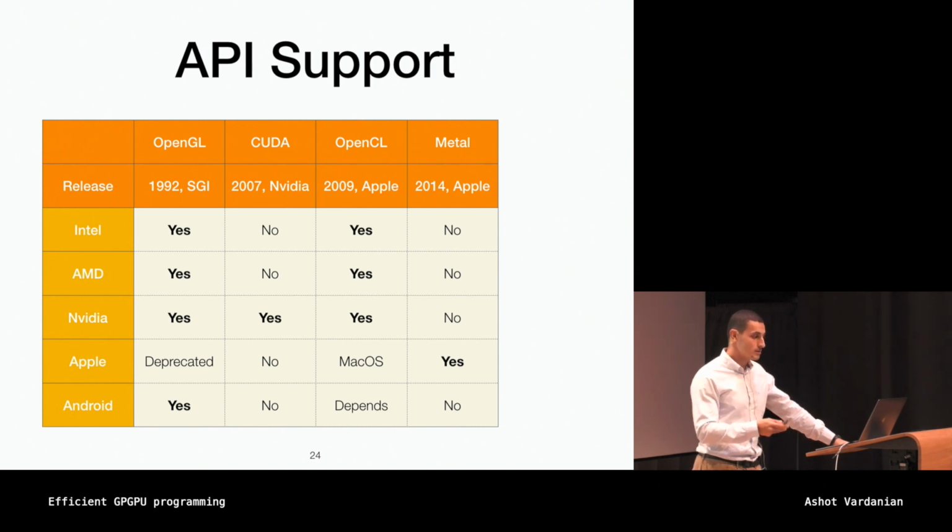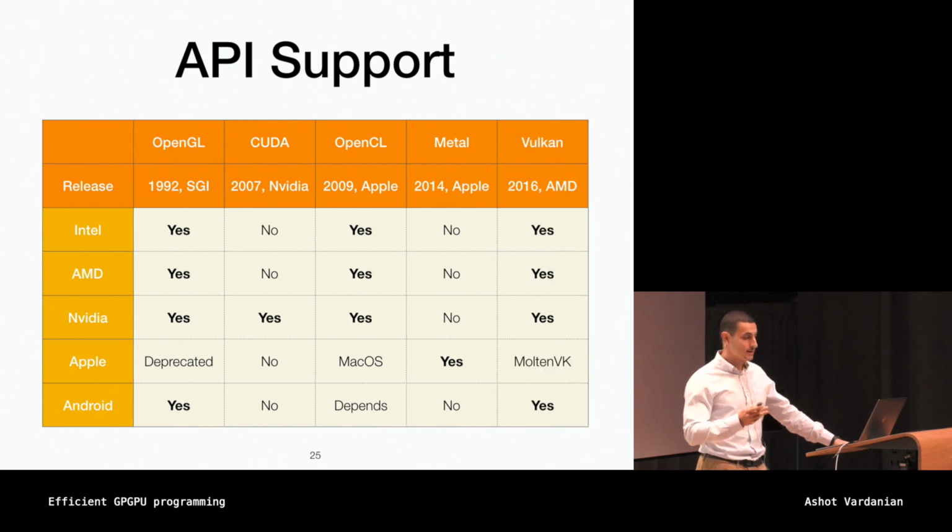Metal is the new standard unveiled by Apple for their devices internally. OpenCL is based on C. CUDA is based on C++. Metal is based on C++. But Metal is only for Apple devices. OpenCL is very generic. It's running everywhere.